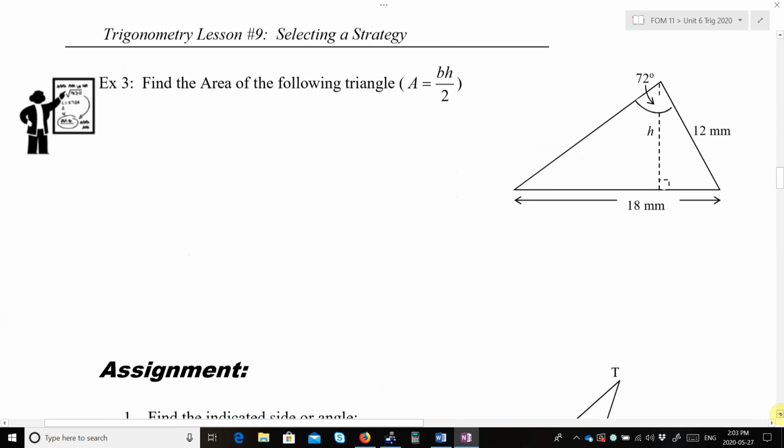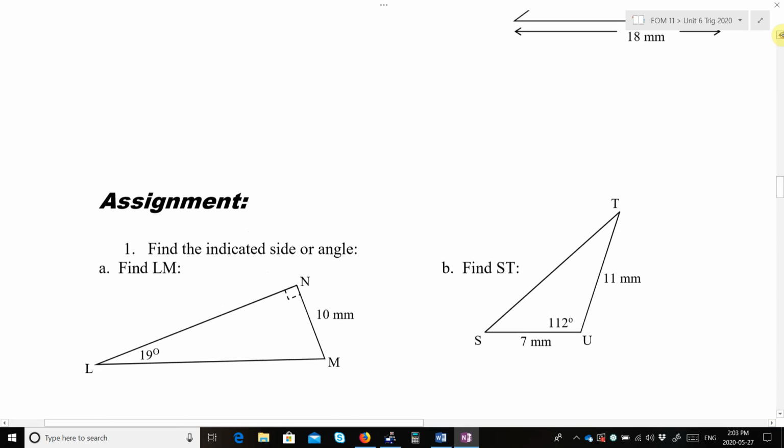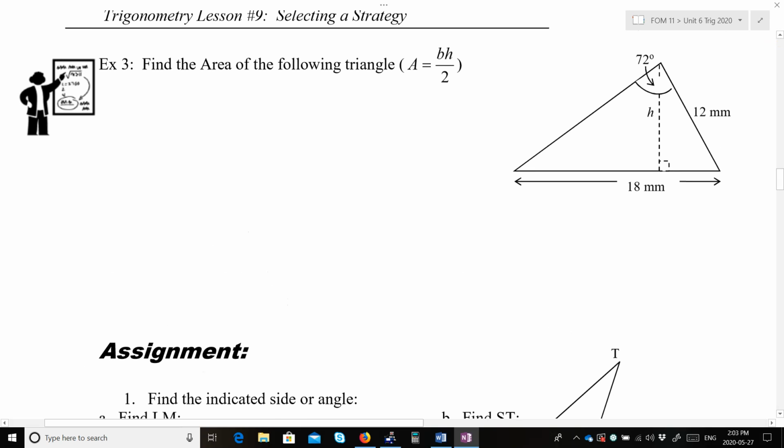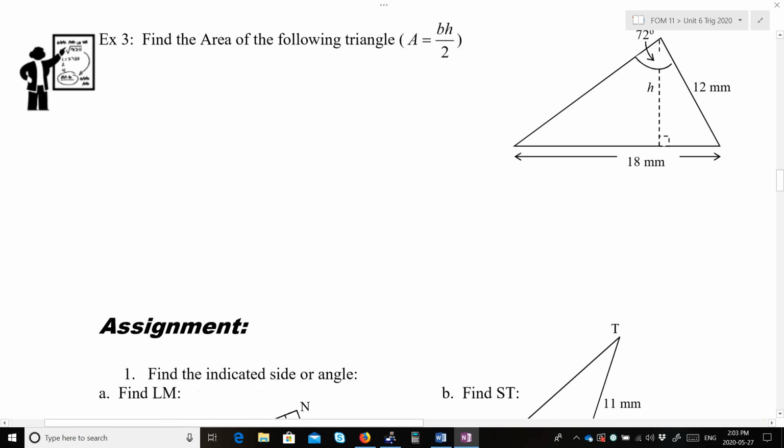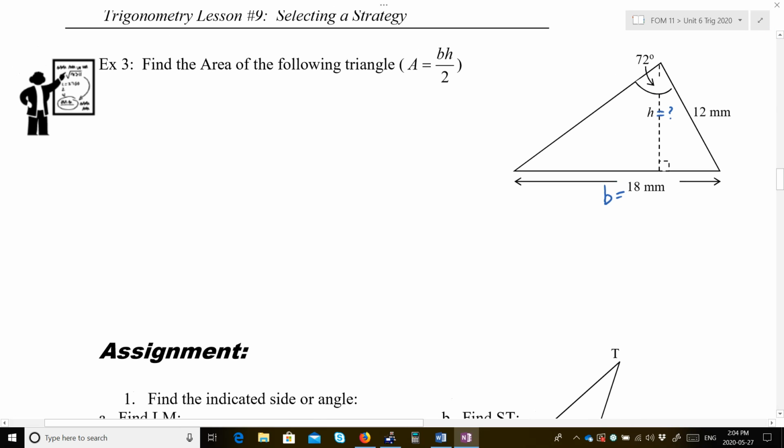And finally, we are on to example 3 before you see the assignment there. It says find the area of the following triangle. Area is equal to base times height divided by 2. The base is right here, so the base is 18. We have to figure out the height of the triangle and then do base times height divided by 2. Okay?